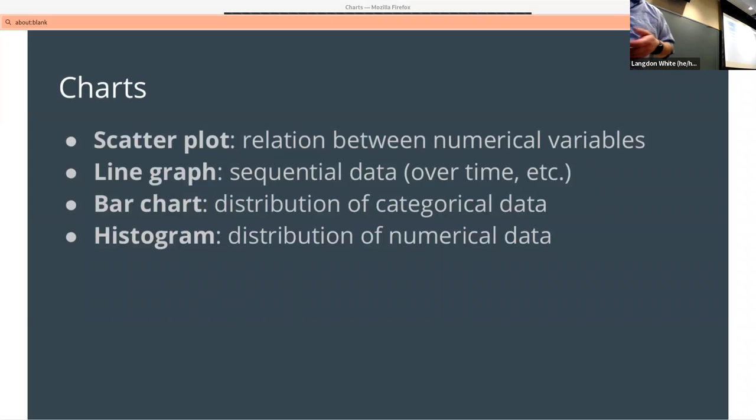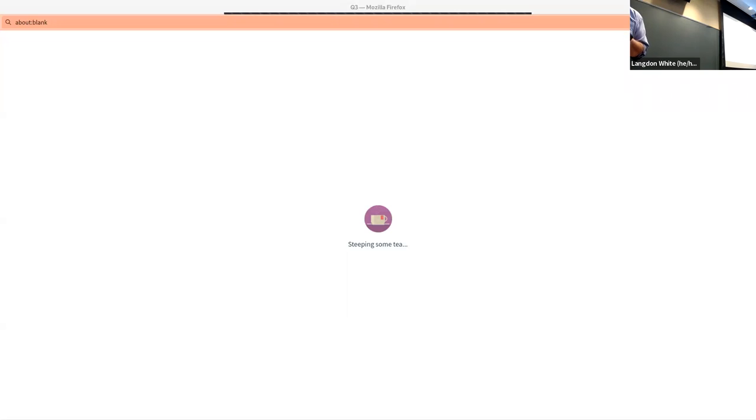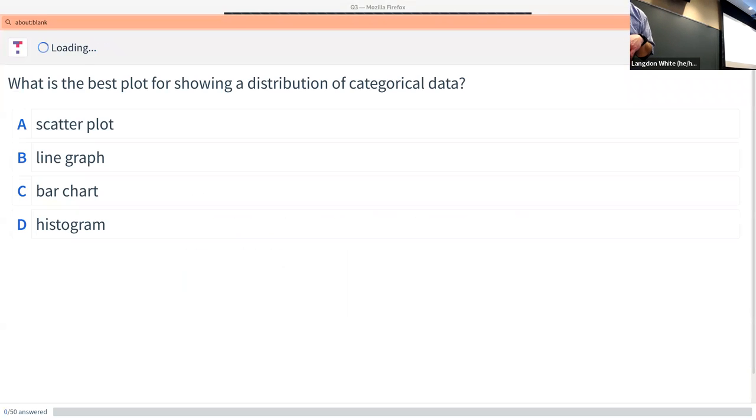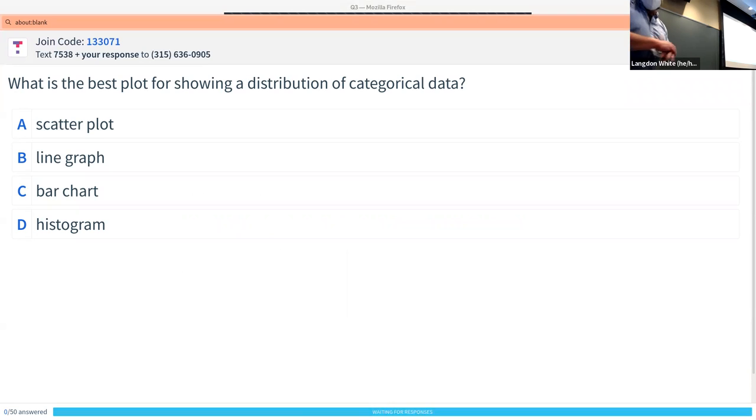All right, and surprise, surprise, there's another question related to the same. What is the best plot for showing a distribution of categorical data?